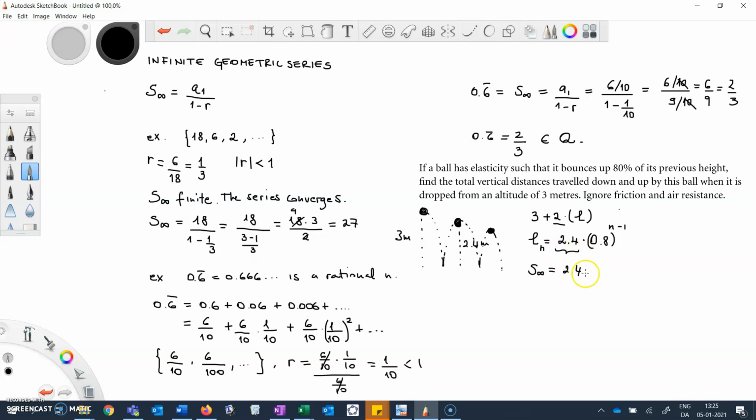I will have 2.4 divided by 1 minus 0.8, and doing this with my GDC, I will find that this is 12 meters. So to put everything together, it means that the total height that we have to calculate is going to be 3 meters plus 2 times 12 meters, which gives me 3 plus 24, which is equal to 27 meters in total.